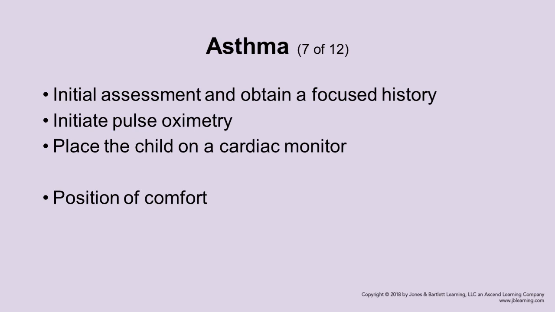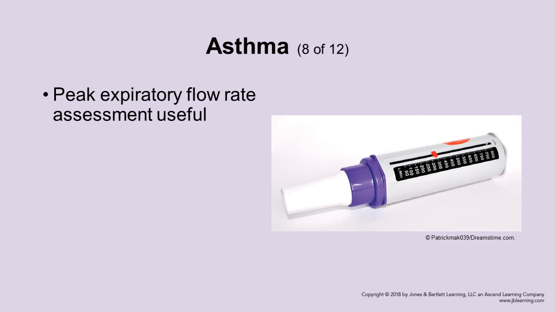So the way we treat asthma is we do our initial assessment and obtain a focused history as to what triggers and what may have brought this on. You of course want to put them on a pulse oximeter and a cardiac monitor, and as always, allow them to assume a position of comfort. Sometimes useful is a peak expiratory flow rate meter, typically used in the outpatient settings, but this is good to compare against a child's baseline if they are compliant with this exercise.